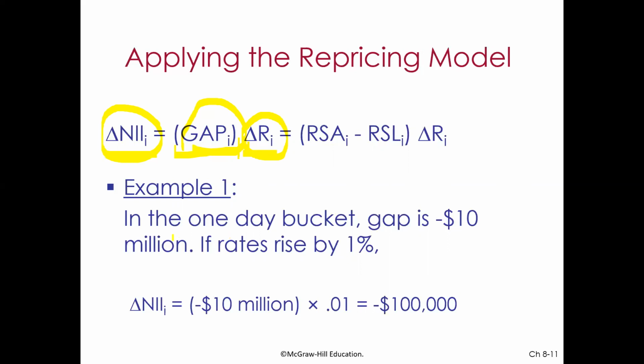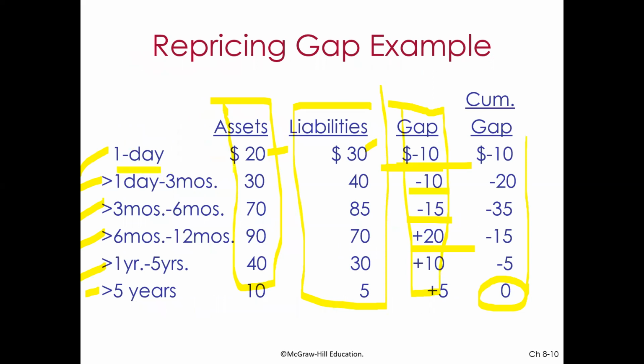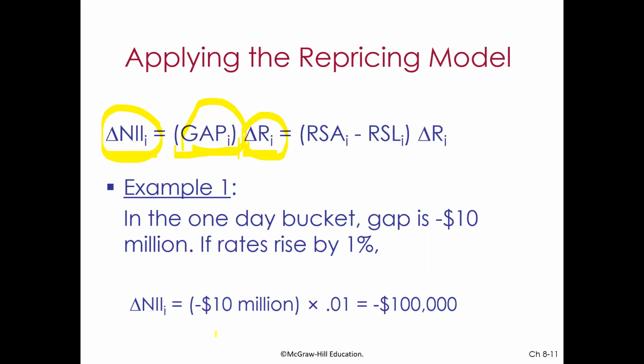Okay, so like in our previous example, we had a one-day gap of negative $10 million. Now you can see the gap is negative 10 million. If interest rate rises by 1%, so this is 1% and this is negative 10 million, so this is negative 100,000. So it means that given a one-day gap of negative 10 million, a 1% rise in interest rate will reduce the one-day net interest income by 100,000. Okay, so that actually gives an idea of how a financial institution is exposed to interest rate risk.